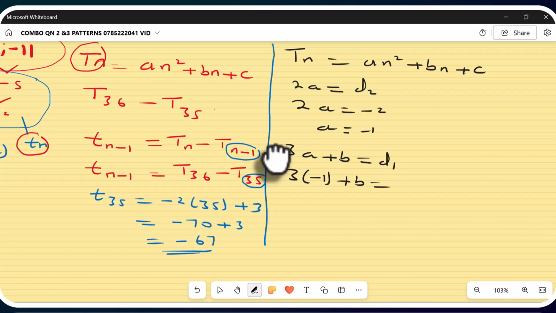Because of this, our Tn for the question from Gauteng is given by Tn = -1n², plus bn, that is plus 4n, and then our c is negative 6.